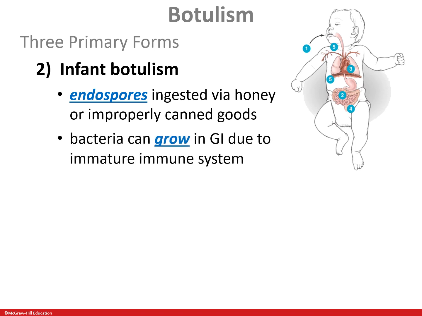And because in an infant, you don't yet have a mature immune system, those bacteria could actually end up in the gut and start growing, and then the toxin is being produced in the baby's body, as opposed to foodborne, where you're ingesting the pre-made toxin. Now, of course, in adults, we have mature immune systems, and typically endospores can't grow in the GI, and so that's why this typically is associated with infants as opposed to adults.